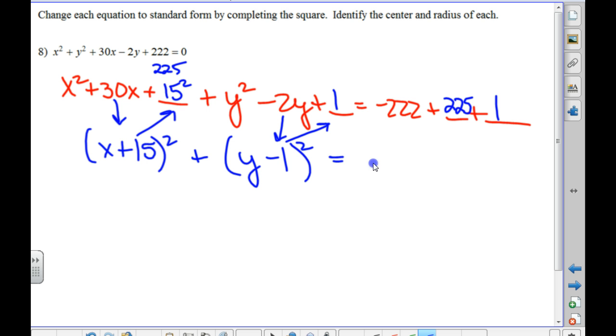So what do we get over here? 4. So the center is negative 15, 1, and the radius is 2. That wasn't so bad. Can you try the next one? I can try. Okay.